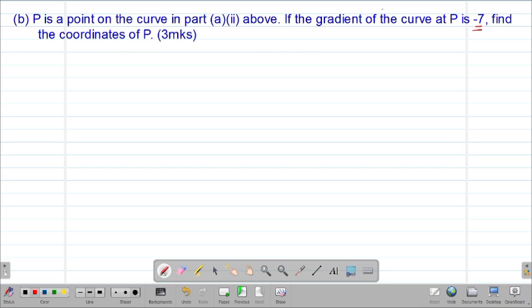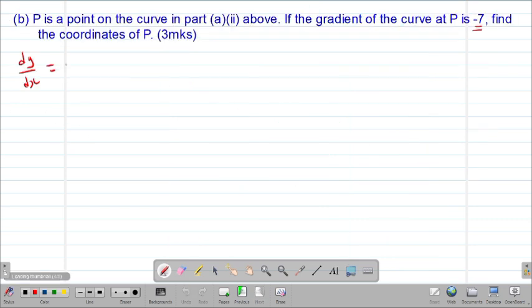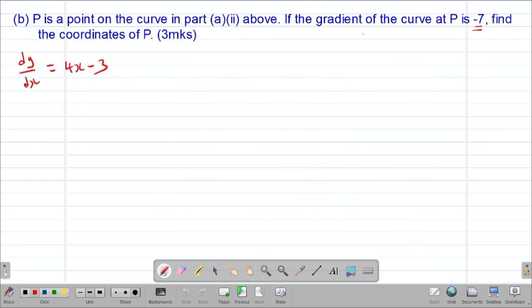Since we already have the gradient function of this particular curve, which was dy dx is equal to, we were given the gradient function as 4x minus 3. dy dx was 4x, then of course minus 3. Now we are being told that at the point P, the gradient of this particular curve is negative 7. Therefore, at the point P, this dy dx must give us negative 7. So on solving this particular part here, we can get the x coordinate.